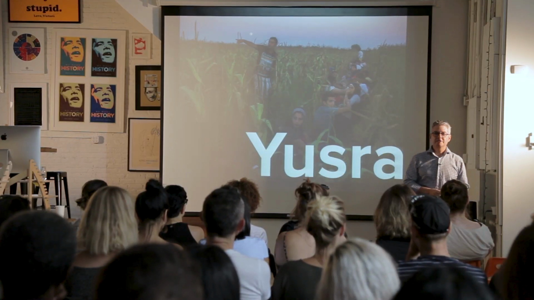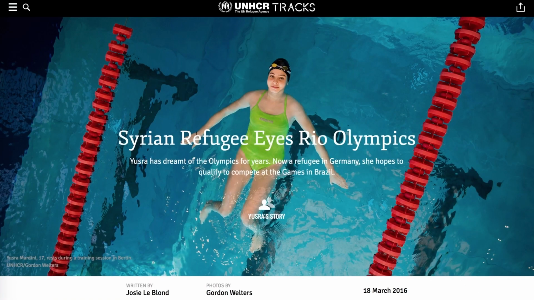Yusra was a teenager who fled Syria. She was a competitive swimmer back in Syria. And so we followed her story. She wanted to be in the Olympics. At this point, it wasn't known whether or not there would be a refugee team. There had never been a refugee Olympic team before. There was some talk of it.